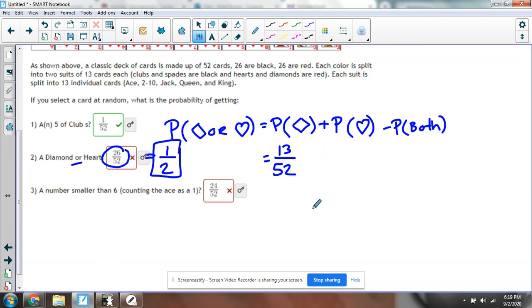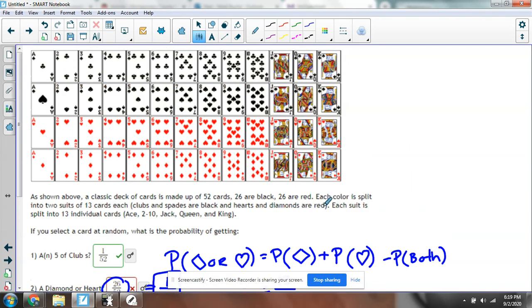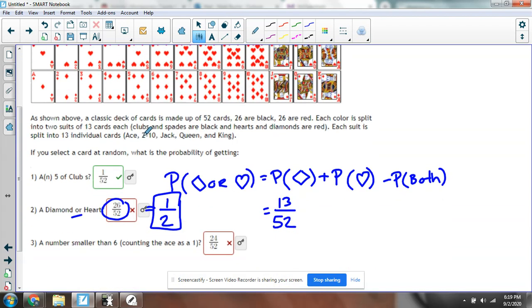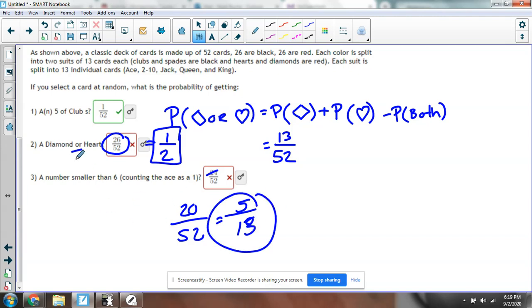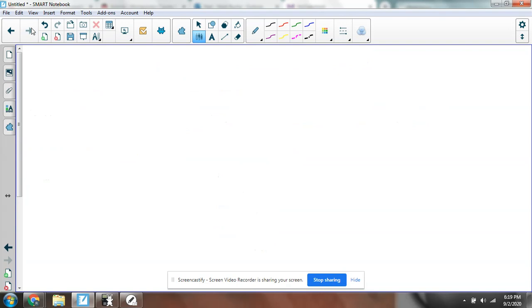Let's see here. A number smaller than 6. So we have 1, 2, 3, 4, 5. 1, 2, 3, 4, 5. We have 20. There's 5 in each suit, 20 of them. Not 24. So this would be 20 out of 52, which would be 10 out of 26, which would be 5 out of 13, I believe. Okay, so just make sure you reduce it. That's why I got marked wrong, I think.